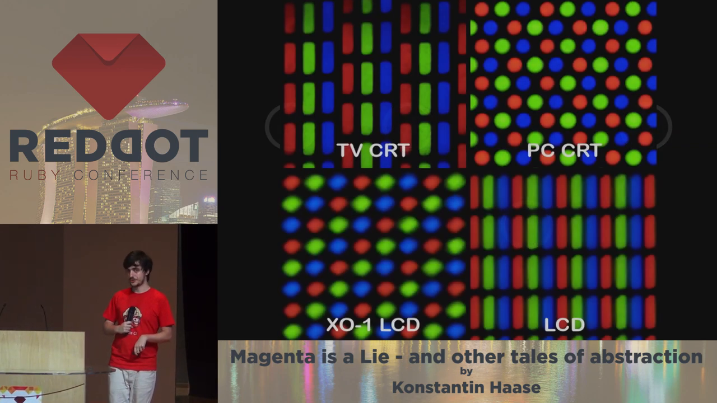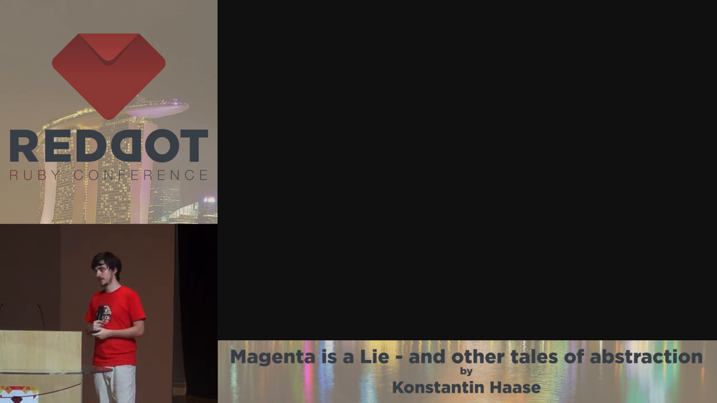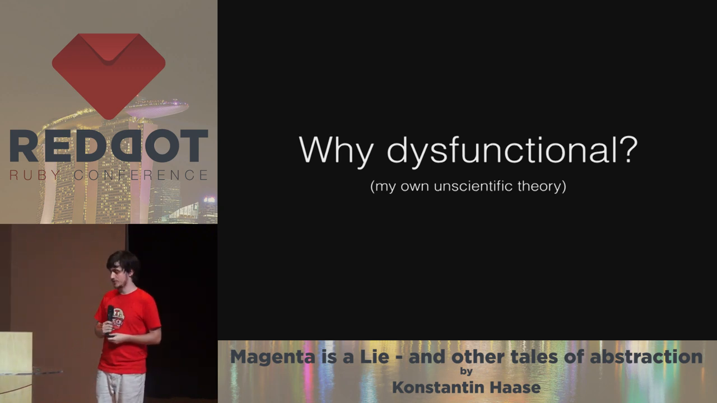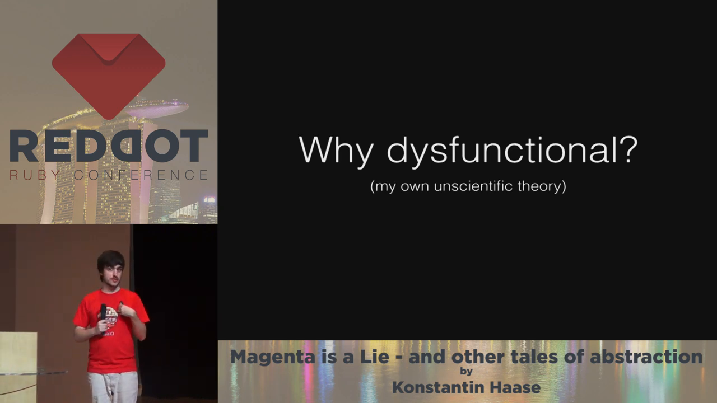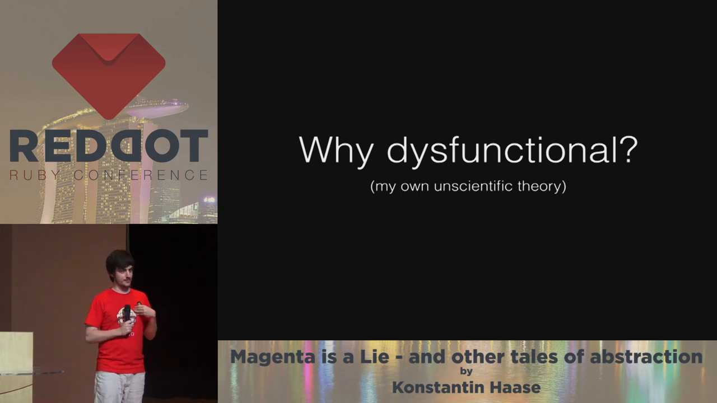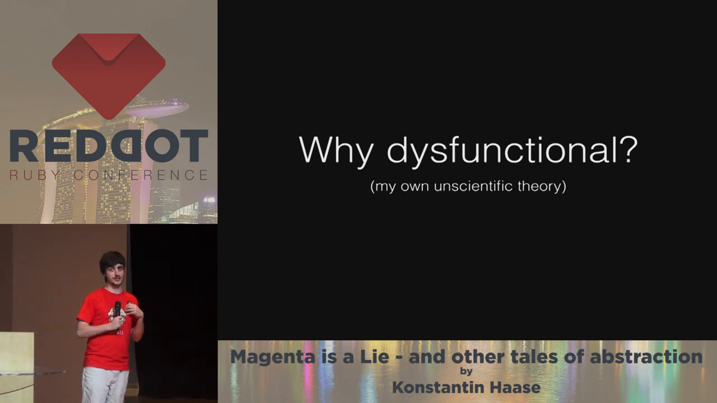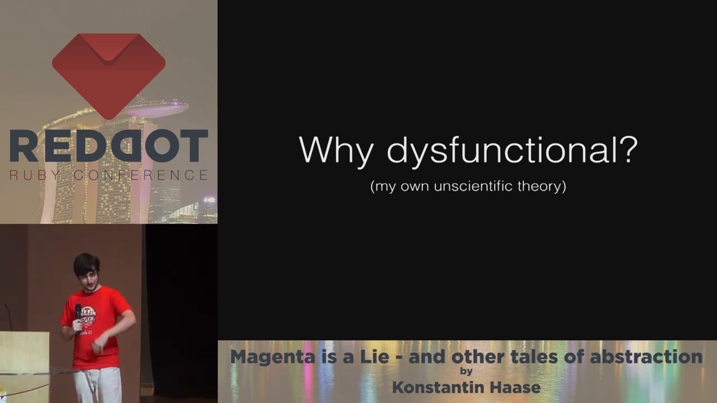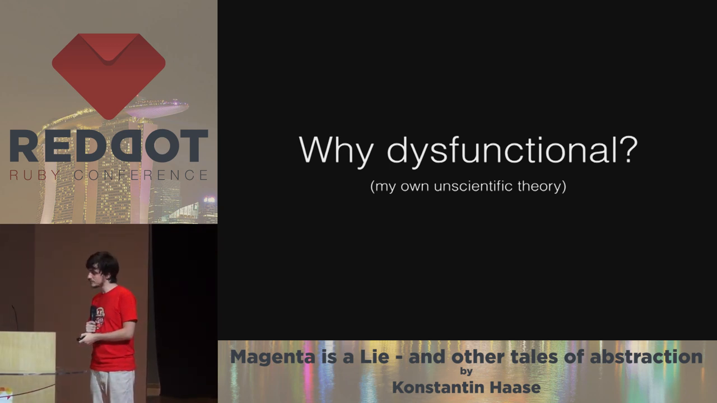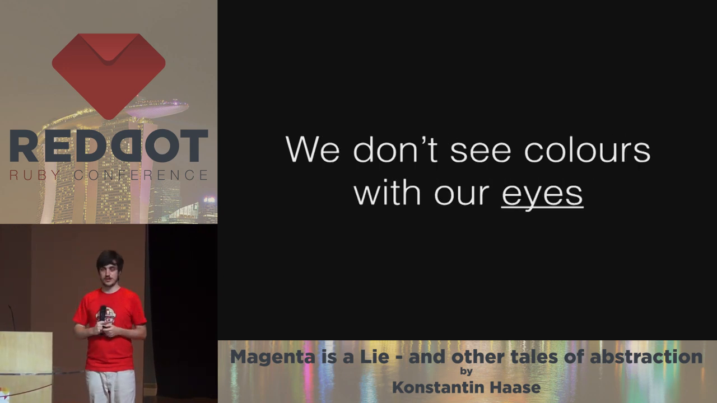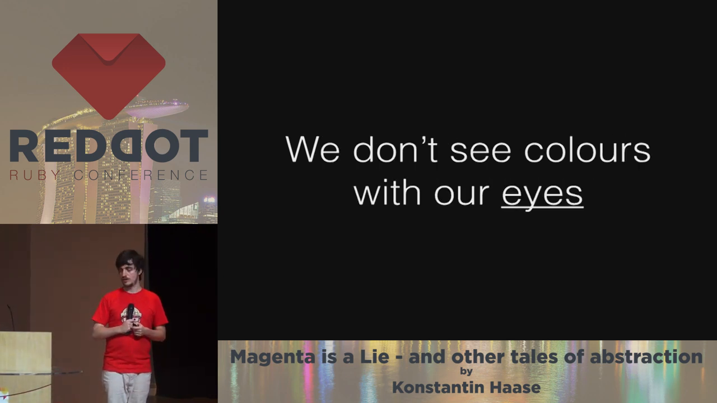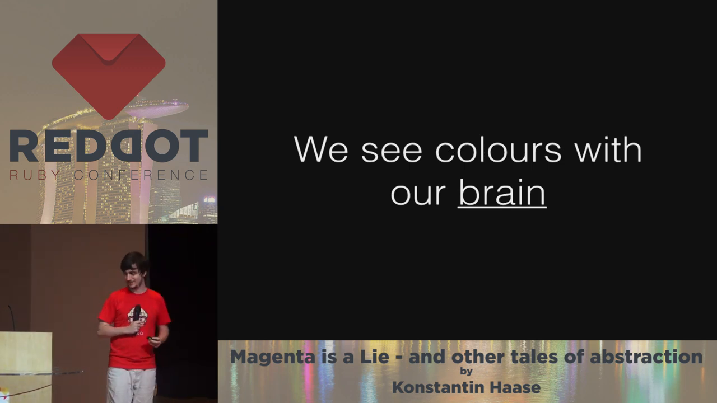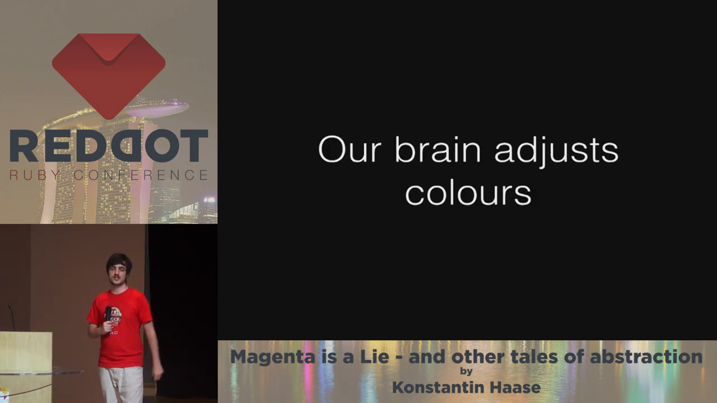So is this a leaky abstraction? Why are those dysfunctional? Why are the color cones dysfunctional? I have my own theory that I'm going to share with you. I have not done much research except for reading Wikipedia and watching a BBC section on this, but here's my idea why. We don't see colors with our eyes. We see colors with our brain. It's like, whoa, brain. And our brain adjusts colors.